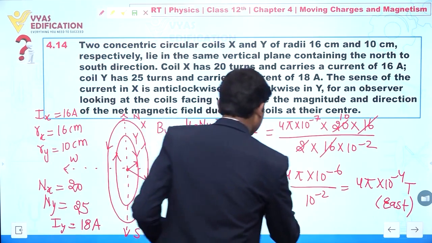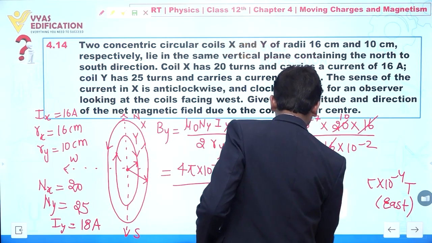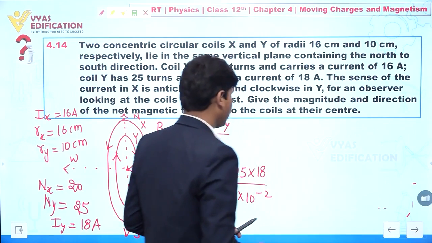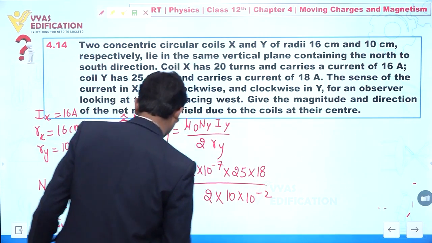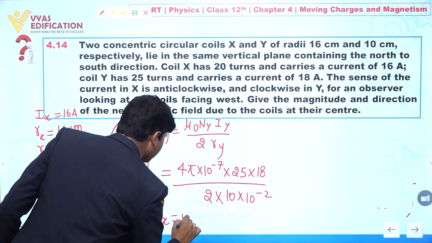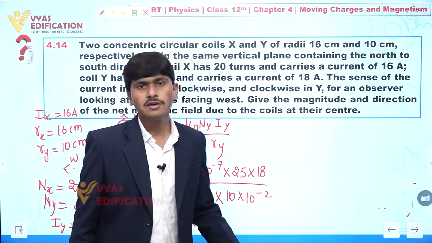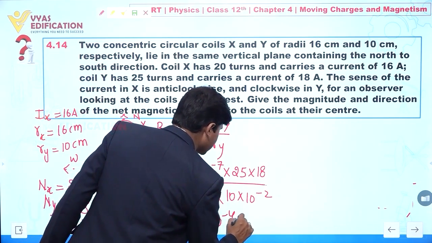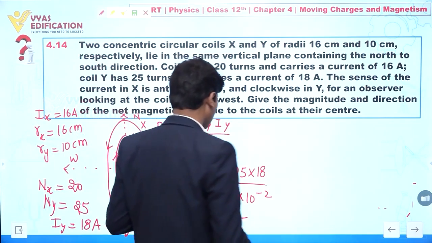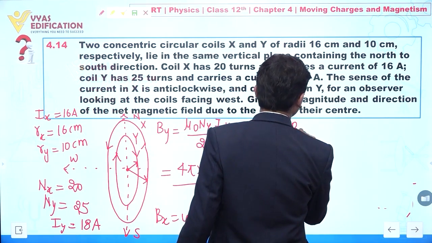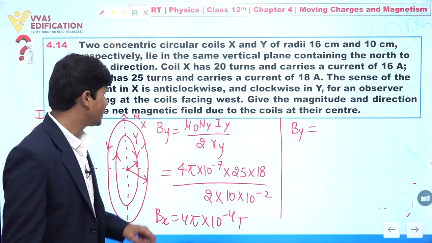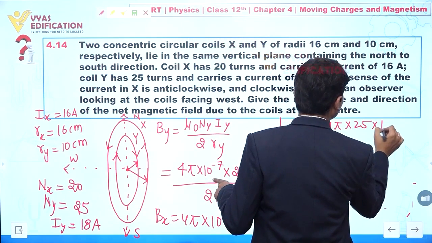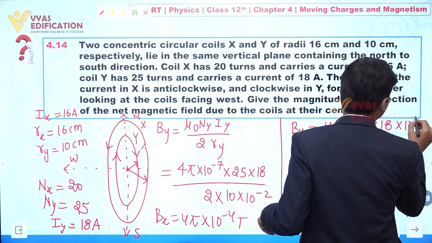Clear? So now listen carefully. Actually we can write here the value of Bx. The value of Bx we have is 4 pi into 10 to the power minus 4 Tesla. Clear? Now listen carefully. If we solve it, we can find the value of By. The value of By is given by 4 pi into 25 into 18 into 10 to the power minus 7.